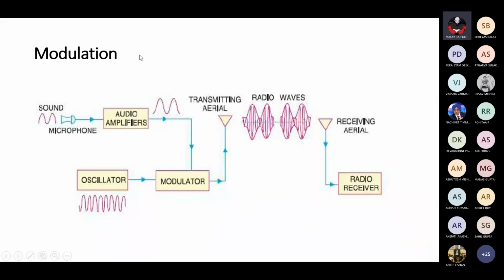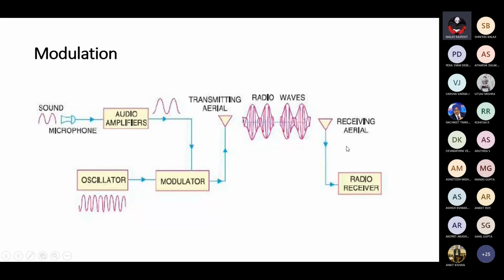This is a general block diagram of how we modulate the signal. Here we have the message signal, which is generated from a sound signal carried by a mic, and then we amplify it and send it to a modulator. Again, this oscillator produces a carrier signal, which is a high frequency signal. We modulate it; any kind of modulation can be used here. Then it is transmitted via an antenna and propagated through air as radio waves.